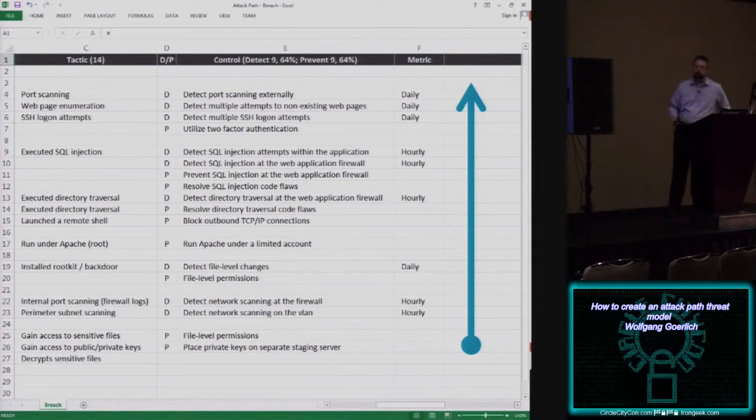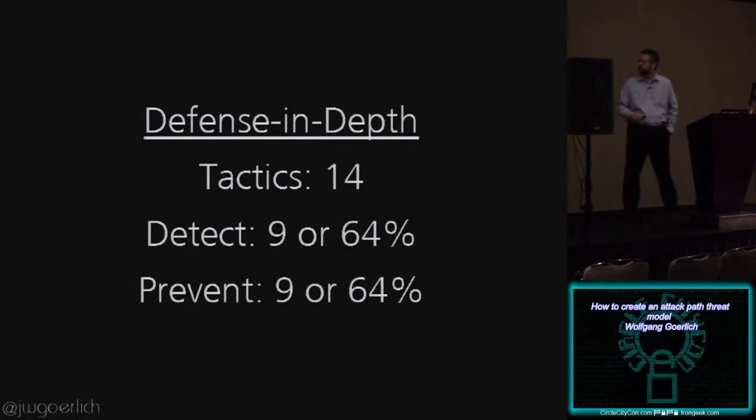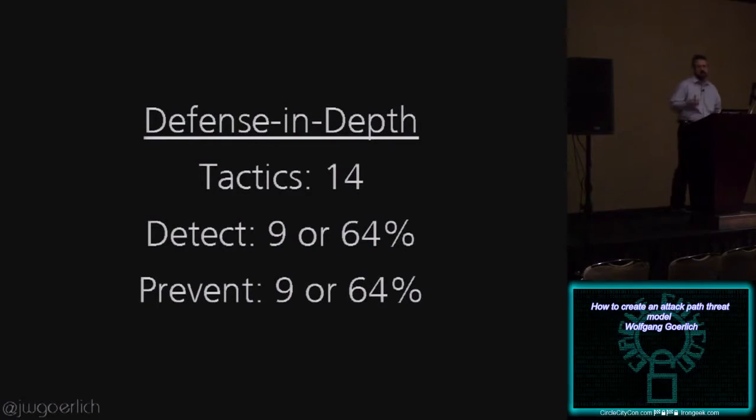From this too, you can also look at some very simple defense in depth metrics. We've got 14 tactics, and we can detect 9 of them along that path, and we can prevent 9 of them. We can say we're about 64% in terms of defense in depth. Not too bad. And that can help us drive some decisions. Do we need to add more? Are we okay? Maybe this isn't going to happen very often, so we're fine, or maybe this is something that happens all the time, so we need to make some investments.